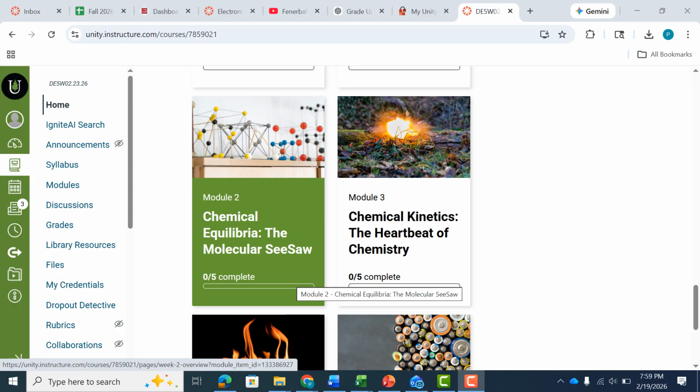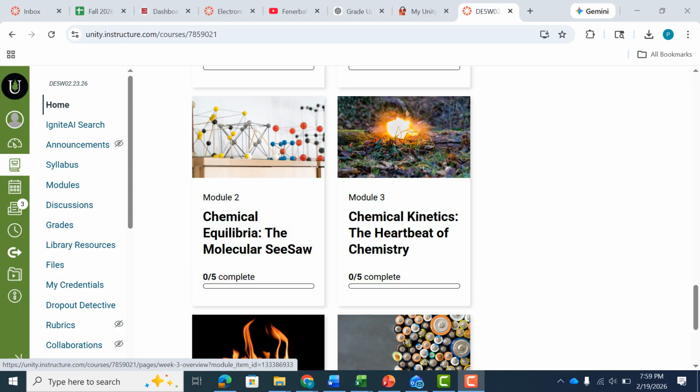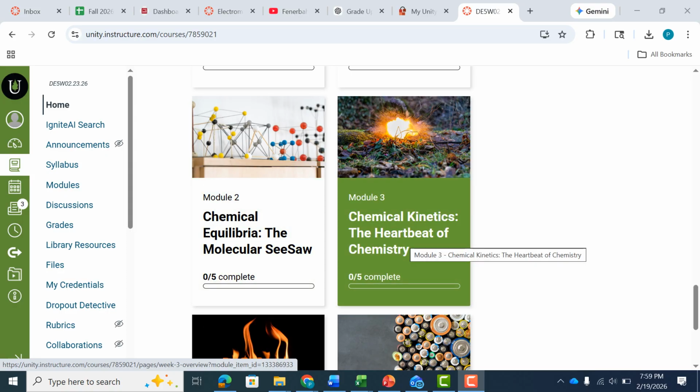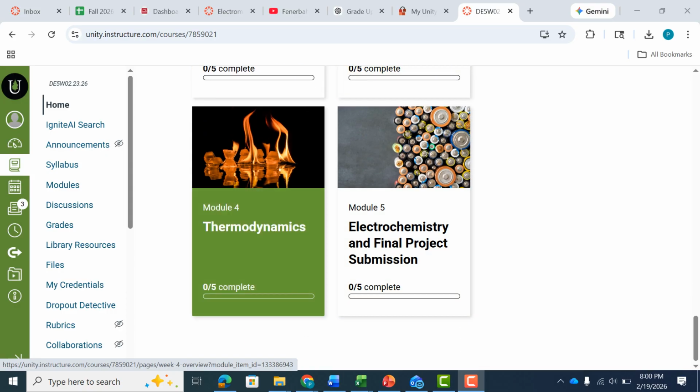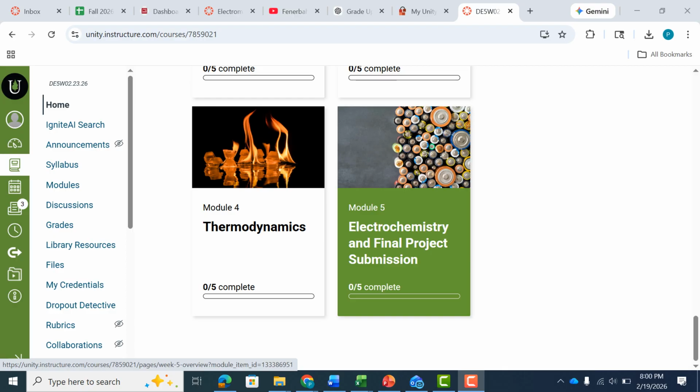Module 2 will cover equilibria. A reaction goes back and forth until it reaches equilibrium. Then we're going to talk about kinetics. Kinetics has to do with movement, the reaction moving from the start of the reaction to when the reaction stops. We're going to have thermodynamics here. Thermo, as you understand, is heat, the heat associated with chemical reactions. And then in the end, we're going to talk about electrochemistry, how you move electrons with chemistry, and there will be a final project that will be submitted in week 5.